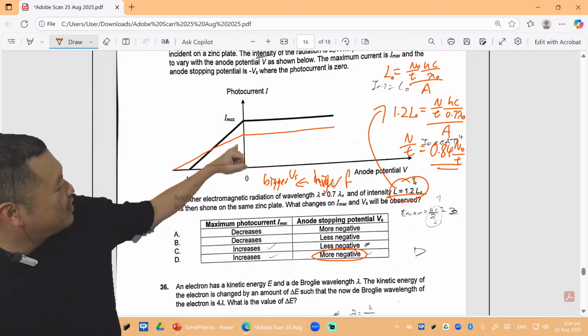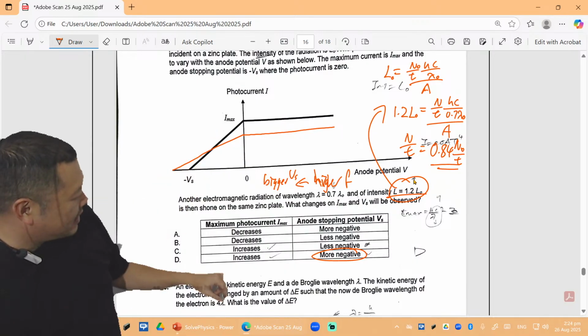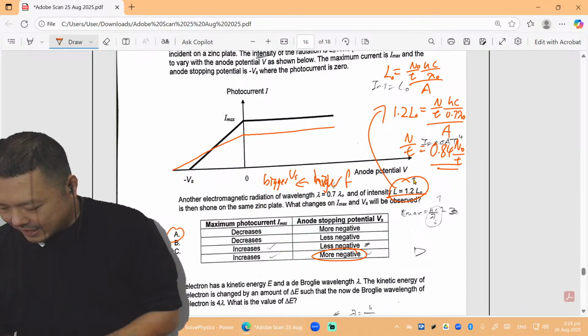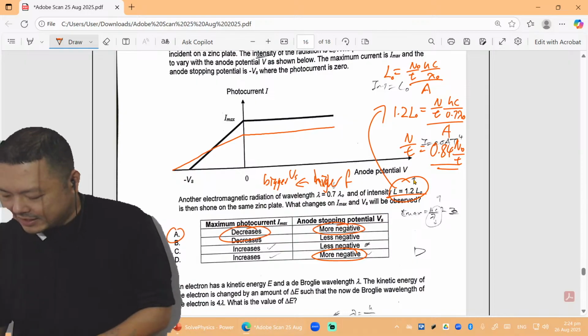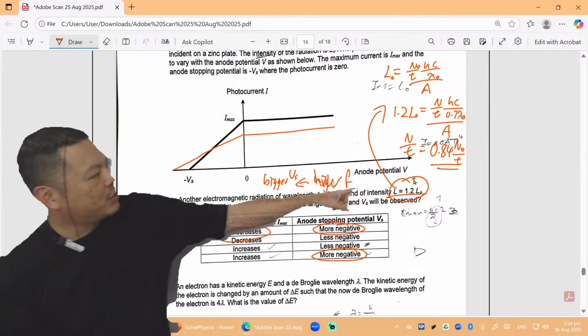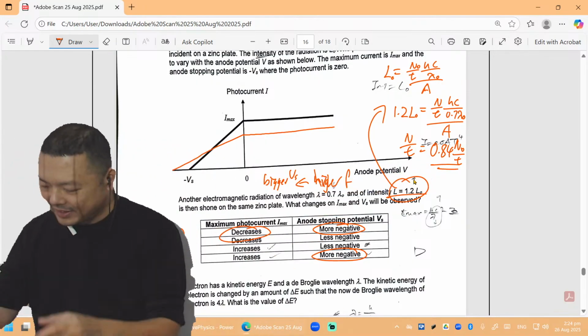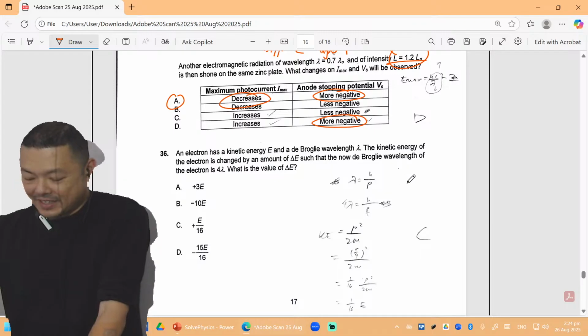Then you have your I max. I max is actually lesser. A is your answer. Yeah, this one here, lesser. This is a hard question because you had to go and figure out what's the rate, what's the new rate. Okay, number 36.